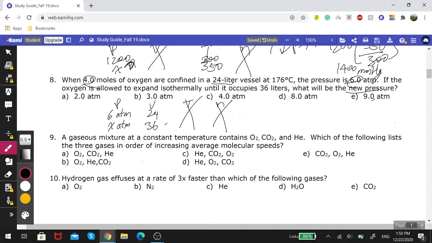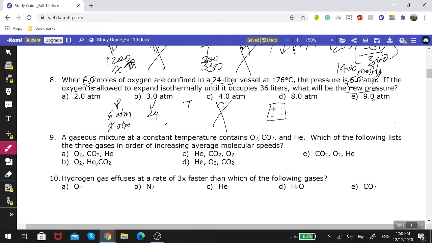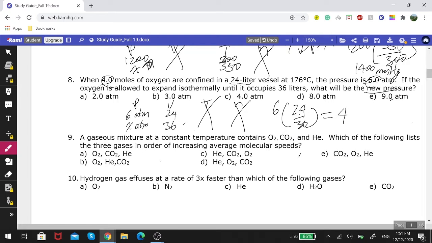You have a container. Let's say you have a container with 4 moles of oxygen, right? As the volume increases, the pressure inside on these 4 moles will decrease, right? So volume increase equals pressure decrease. So we're going to have 6 times a ratio smaller than 1 to have a decreasing pressure, which is 24 over 36, which is 6 times 24 divided by 36. That gives us 4. So our new pressure is 4 atmospheres after we increase the volume.